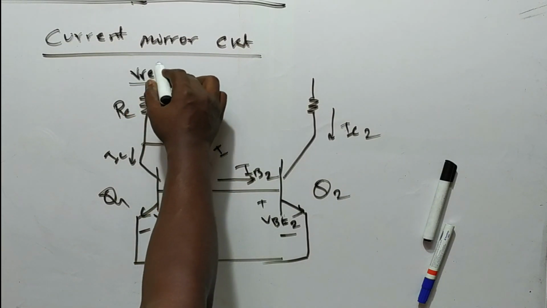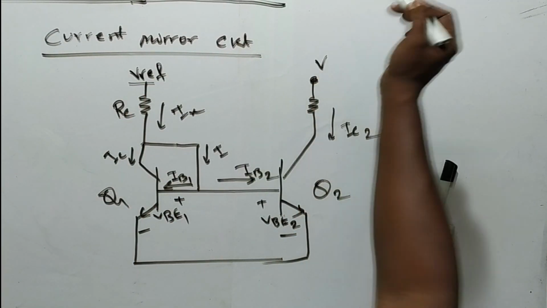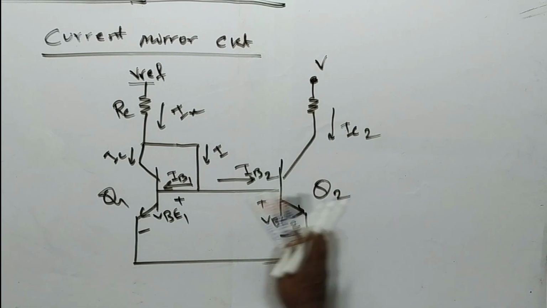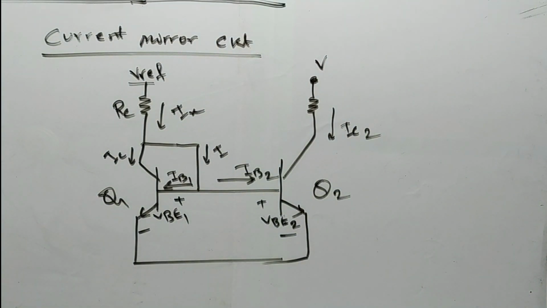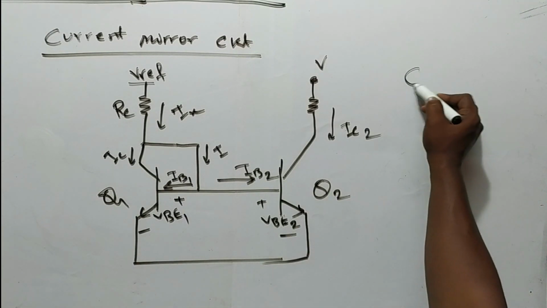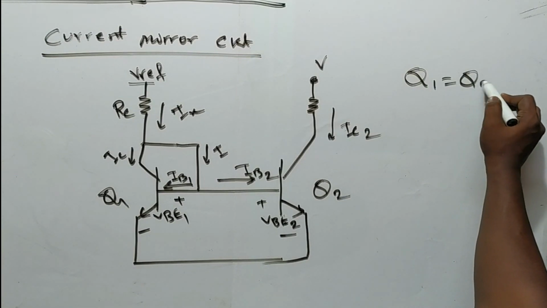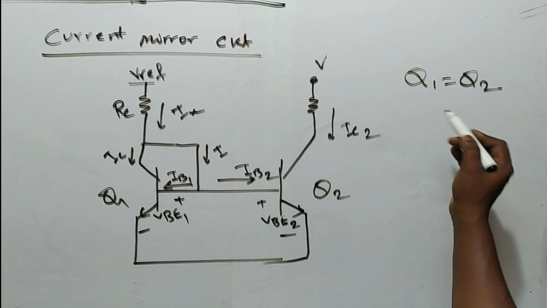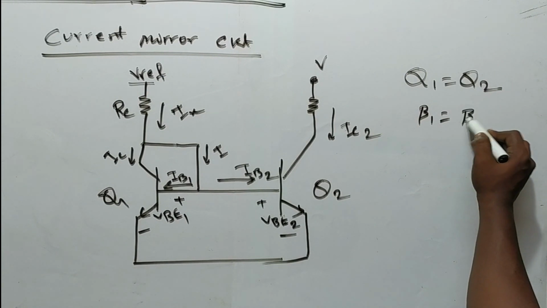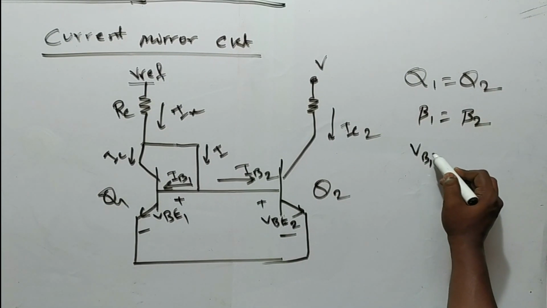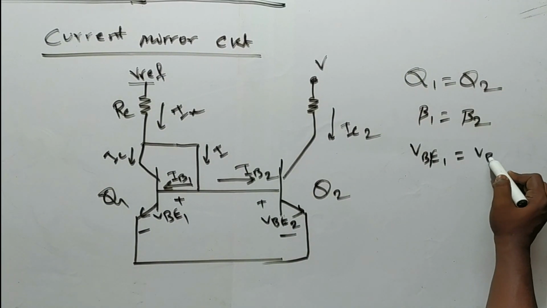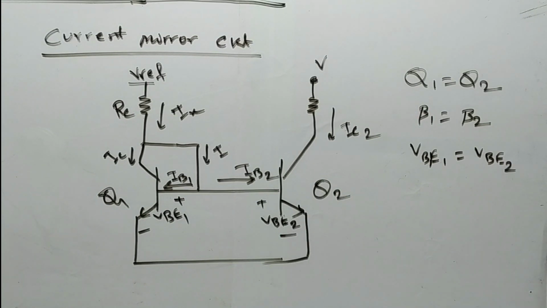This is V reference and this is some voltage V. Now here the Q1 and Q2 transistors are ideal or similar transistors, or I say that Q1 is equal to Q2 and beta 1 is equal to beta 2. VB1 is equal to VB2, as Q1 and Q2 are identical transistors. That means beta 1 is equal to beta 2, VB1 is equal to VB2.